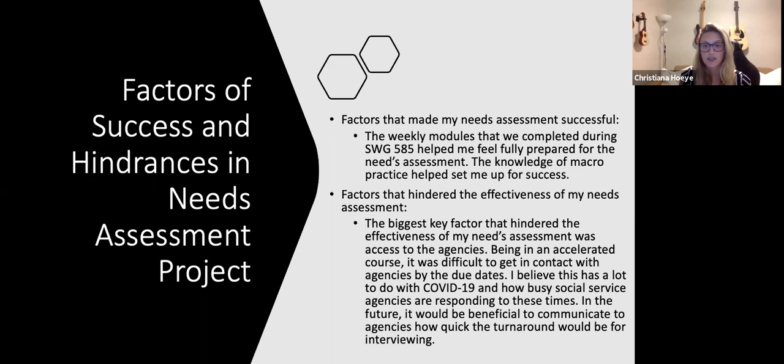One factor that hindered the effectiveness of my needs assessment was that, being in an accelerated course, it was difficult to get in contact with agencies by the due date. This has a lot to do with COVID-19 most likely and how busy those agencies are responding during these times. In the future, it would be beneficial to communicate to agencies how quickly the turnaround would be for interviewing.